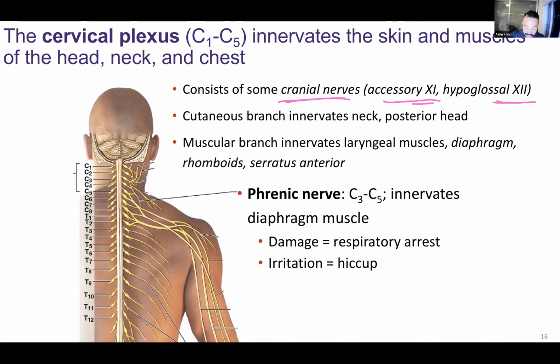The cutaneous branch of the cervical plexus innervates the neck region, the cervical region, and the posterior head, the occipital region. The muscular branch of this cervical plexus innervates muscles of the larynx so that you can speak, for instance, the diaphragm for breathing, rhomboids for retraction, serratus anterior for protraction. Still need to know those movements and what joints they control. That'll be important.